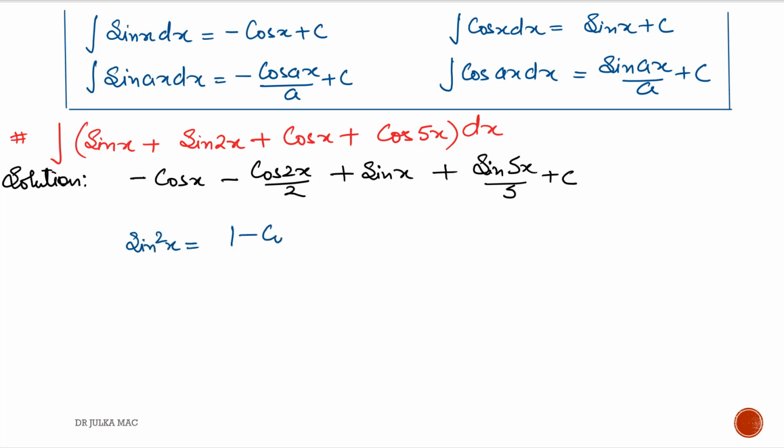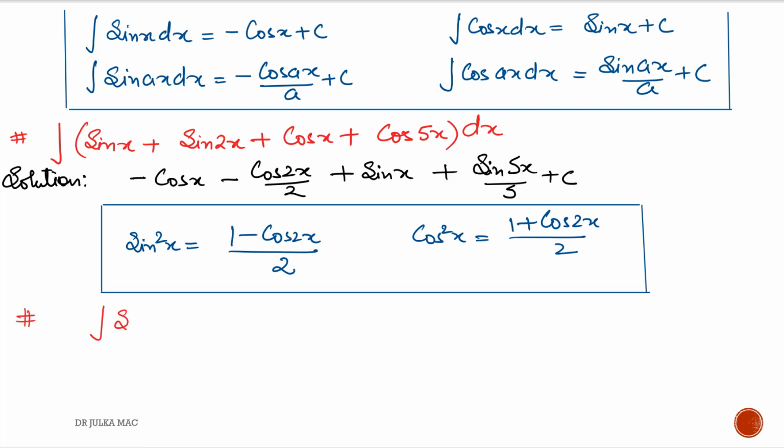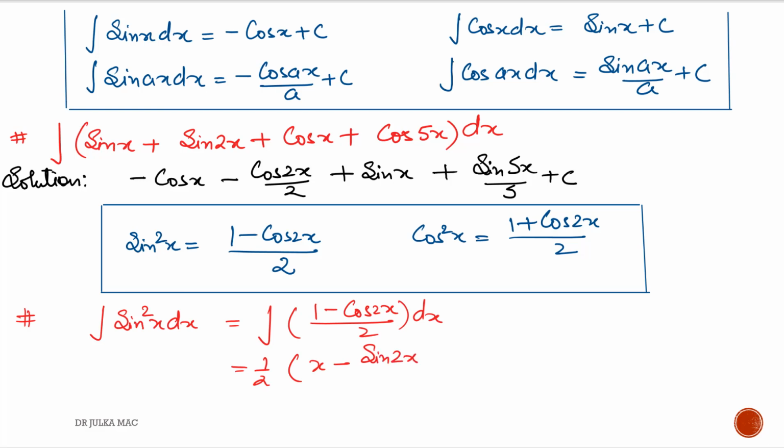Next point. Whenever we have sine square x, it is replaced by 1 minus cos 2x upon 2, and whenever we have cos square x, it is replaced by 1 plus cos 2x upon 2. Next example, integration of sine square x with respect to x. When we integrate this, first we convert sine square x into 1 minus cos 2x upon 2. Take 1 by 2 common. Integration of 1 is x, and the integration of cos 2x is sine 2x upon 2 plus c.